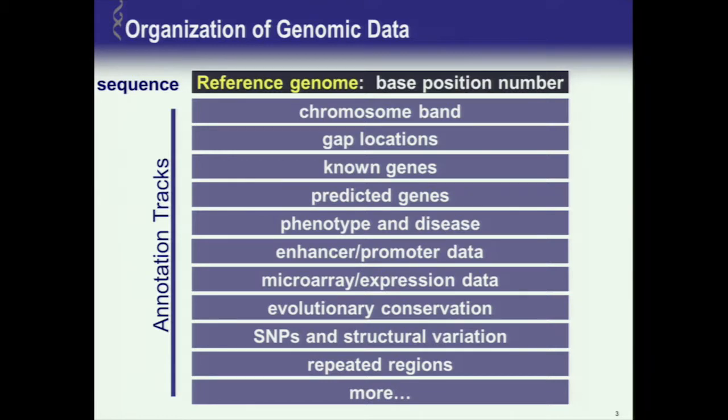Then there are annotations of genes or features that are associated with different diseases, epigenetic data, data from arrays and RNA sequencing about how highly genes are expressed in different tissues, variations, repeats, lots of other stuff. And the easiest way to access all these things is through the UCSC Genome Browser.